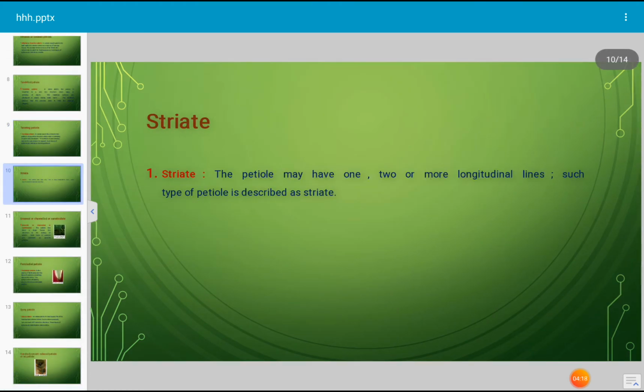Next, striate petiole. The petiole may have one or two or more longitudinal lines. Such petioles are described as striate petioles. All these minute characters are present, but these are also very important for identification of the plant. And each characteristic is a specific character for a particular plant, which helps in identification purposes.